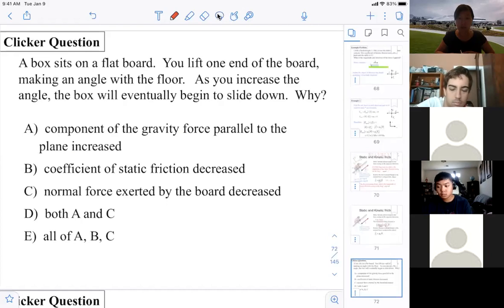Okay, we'll give you a couple minutes to discuss. So take a screenshot of this question, and I will open up our breakout rooms.